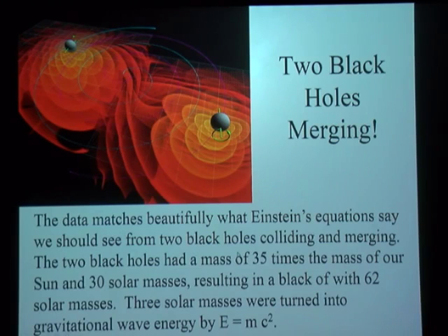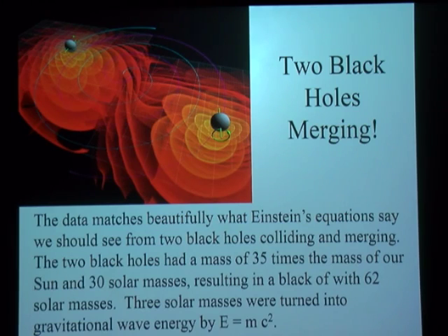Based on those frequencies, they can tell that the two black holes must have had masses of about 35 solar masses, 35 times the mass of the sun, and 30 solar masses, 30 times the mass of the sun. So we got two different black holes, each with 30 and 35 times the mass of the sun. And then as they get closer together, they merge and create a black hole with 62 solar masses. Now, you'll notice that 35 plus 30 should be 65.